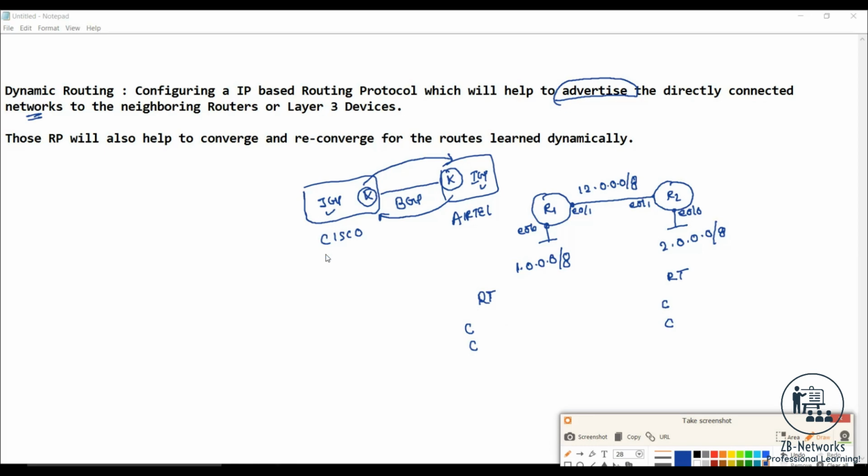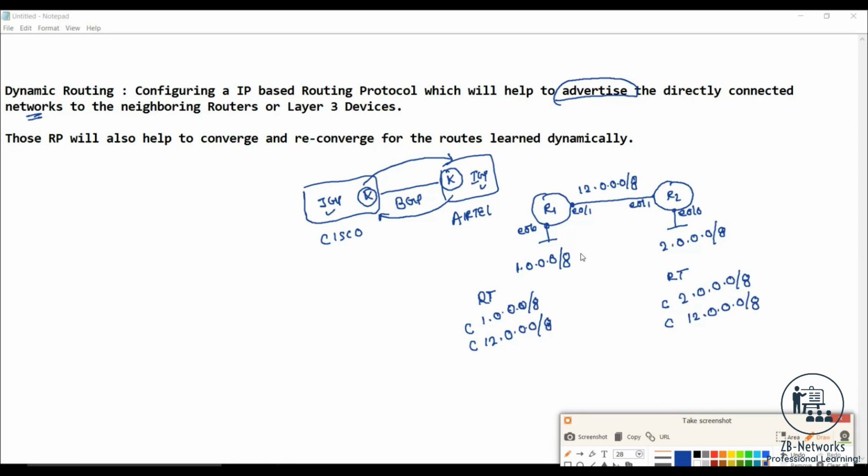So you'll have the routes appearing here as 1.0.0.0/8 and 12.0.0.0/8. Likewise, you have here 2.0.0.0/8, and you'll be having here 12.0.0.0/8. So the moment you configure the IPs from the respective networks on these ports, you'll have the networks populated as connected routes on the routing table.